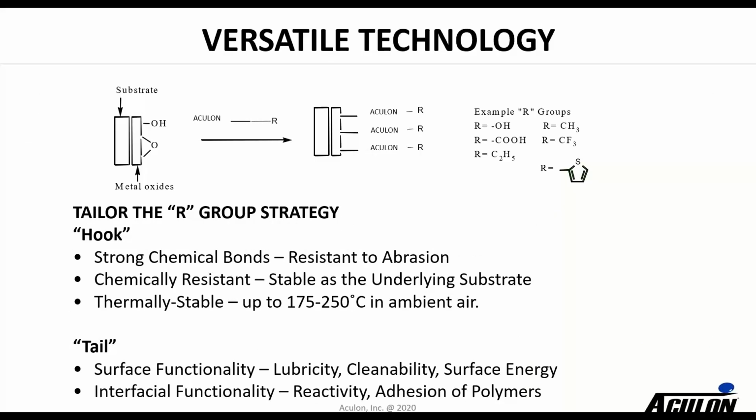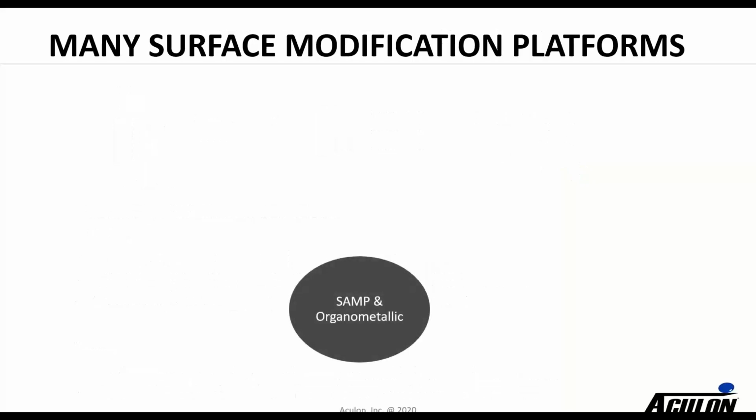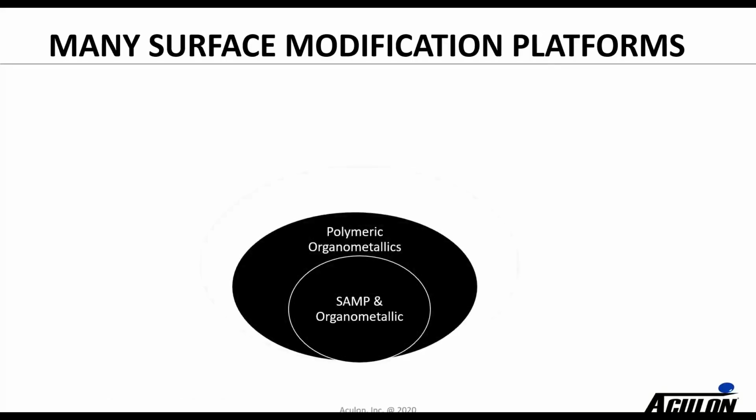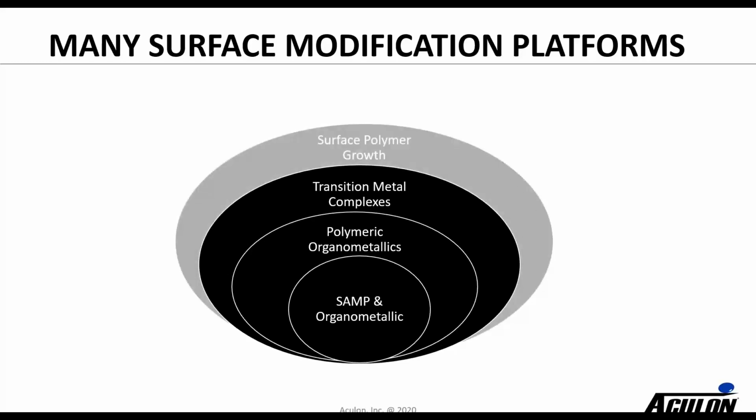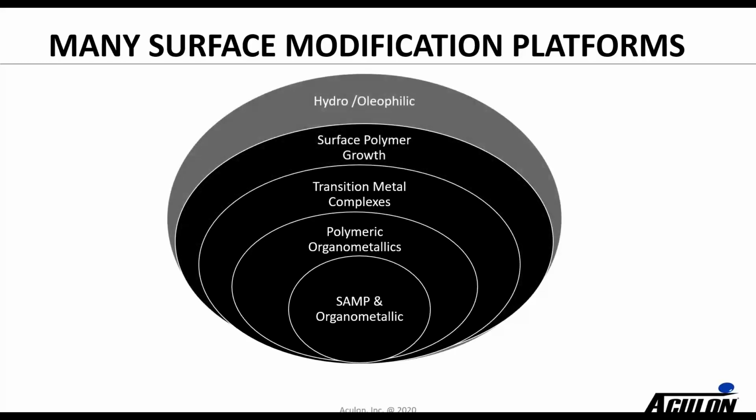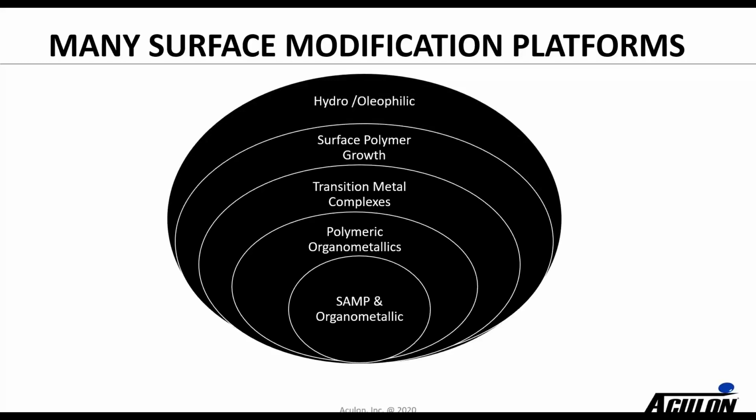And it's proved to be a pretty versatile technology. As you can see, we're bonding into that oxide layer, and that gives us the hook, which is a strong chemical bond. It's chemically resistant, it's thermally stable, and allows us then to functionalize the other end, the tail, to achieve a number of functionalities. So off that platform, which was the original for the company, the technology group and some of the people who are on this webinar today built a series of technologies around polymeric organometallics, transitional metal complexes, surface polymer growth, and a number of hydro and oleophilic treatments as well.